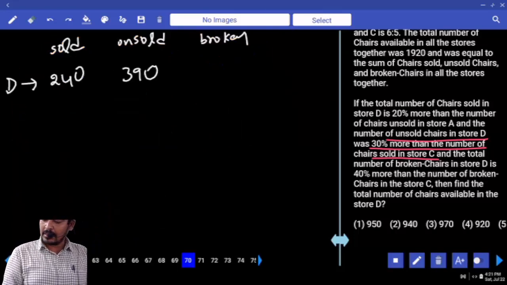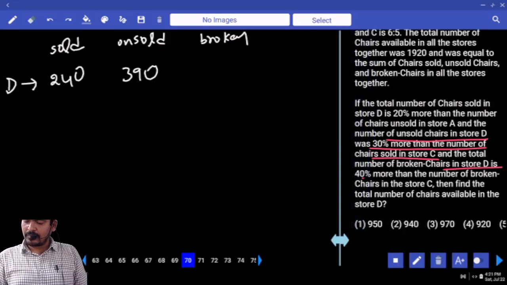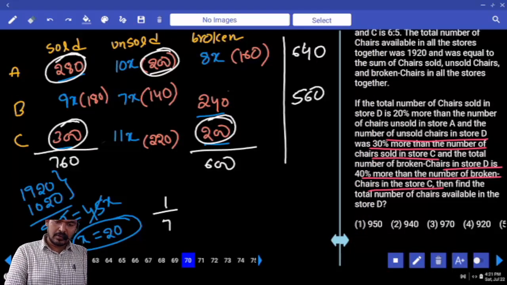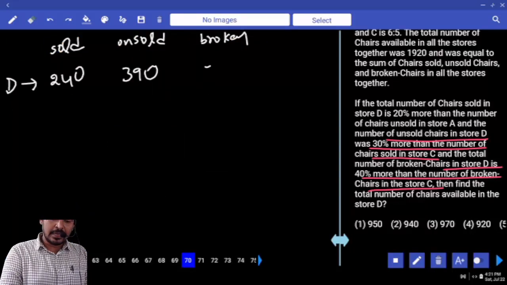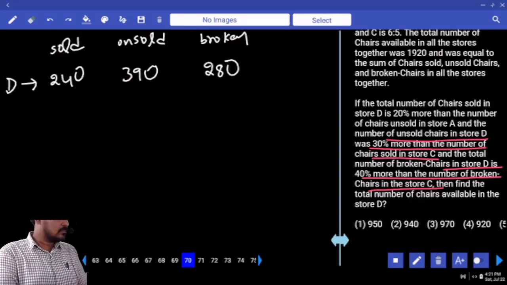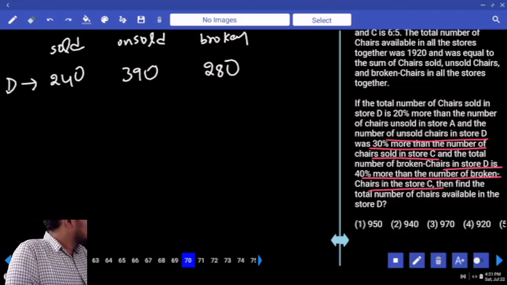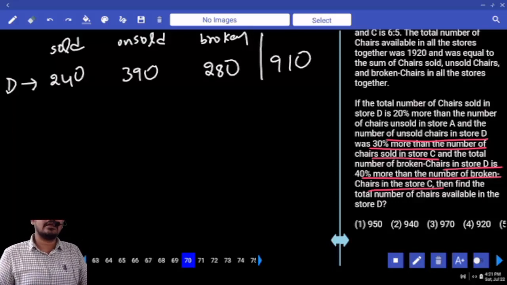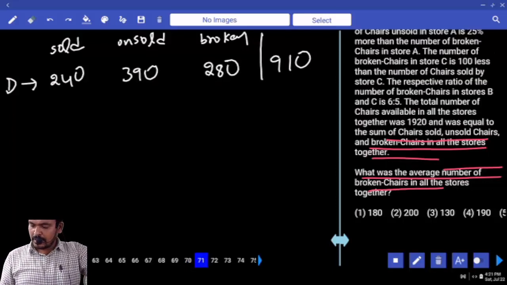390. Next, broken chairs in store D is 40% more than the broken value of store C. What is the broken value of store C? 200. 40% more means 280. 240 plus 390, 630. 630 plus 280, 910. 910.